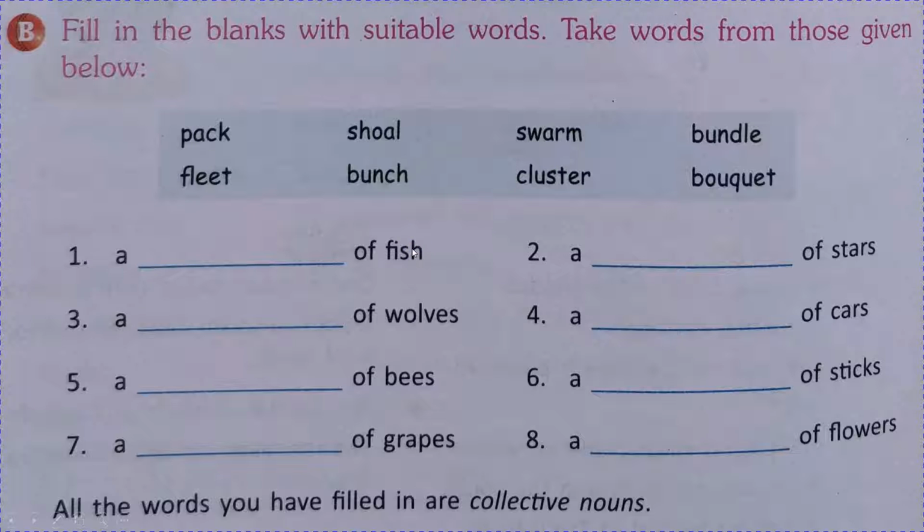Just now I have told you, you can either write a school of fish or a shoal of fish. But shoal is given here, so we will write here shoal. Fine. A dash of stars. Can you see stars together? At night you will see in the sky. So we call them a cluster of stars.